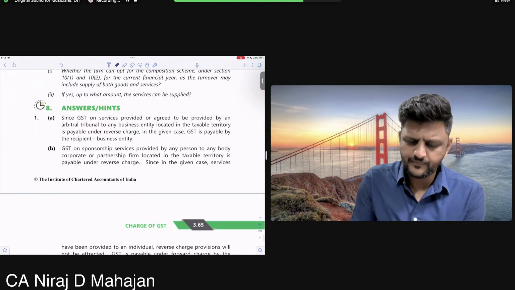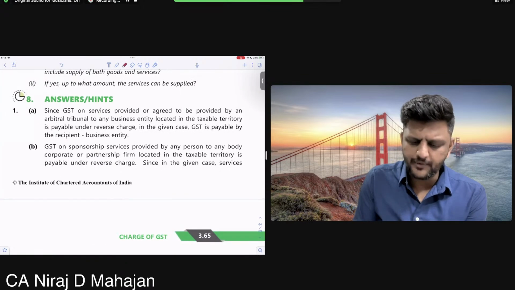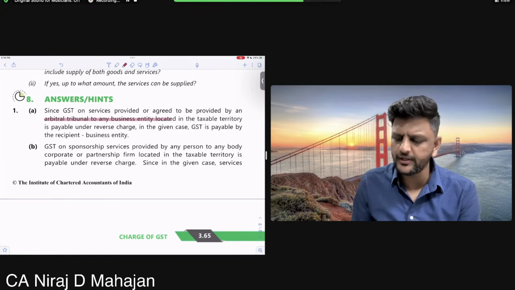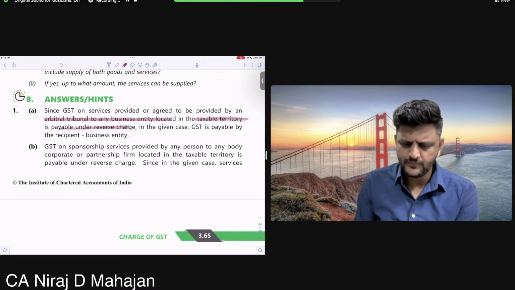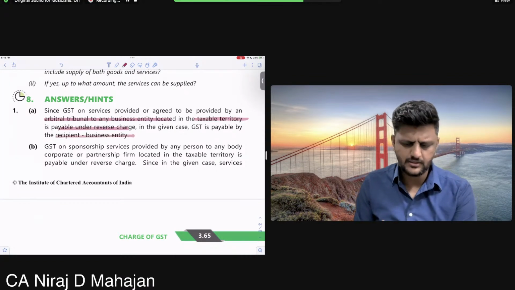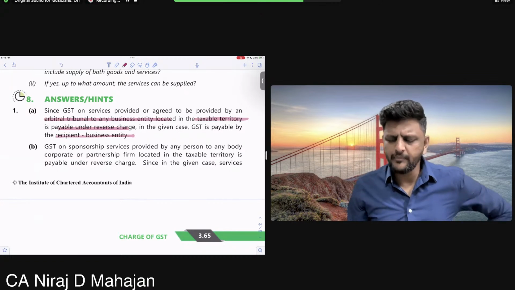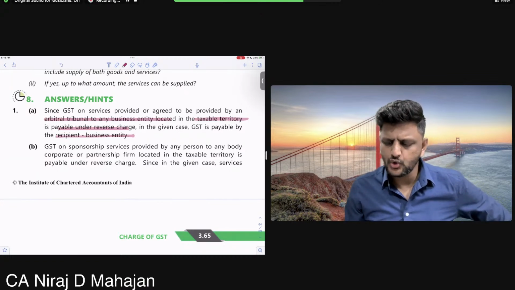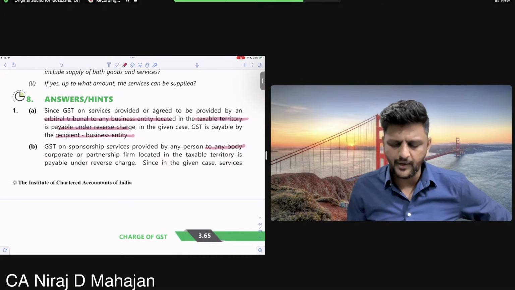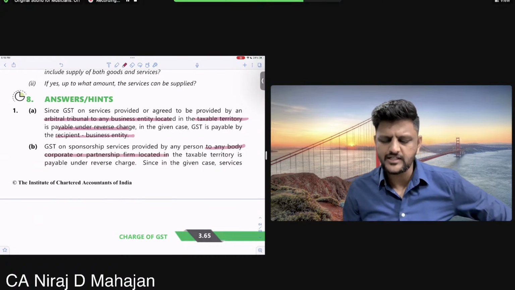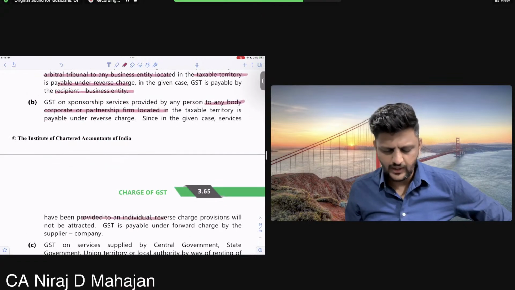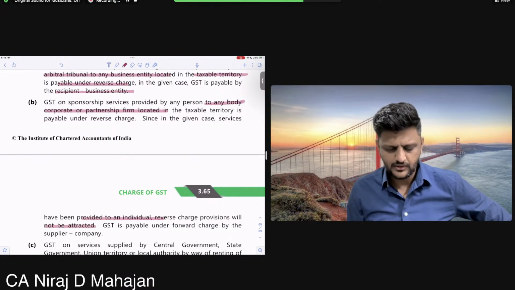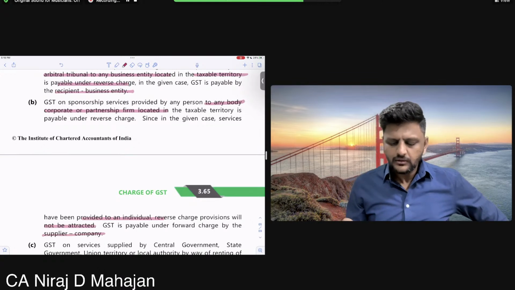First one, arbitral tribunal to business entity located in a taxable territory, payable under RCM. So the recipient, bachcho, will pay the tax. Sponsorship service is provided by any person to any body corporate or partnership firm located in taxable territory. Since the given services have been provided to an individual, RCM, bachcho, not applicable. So again, the supplier company will pay tax.